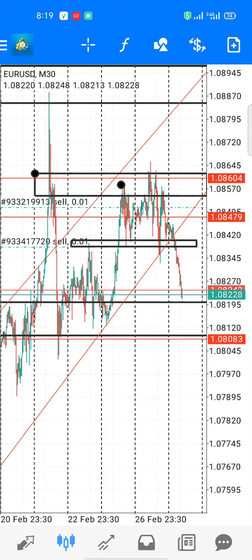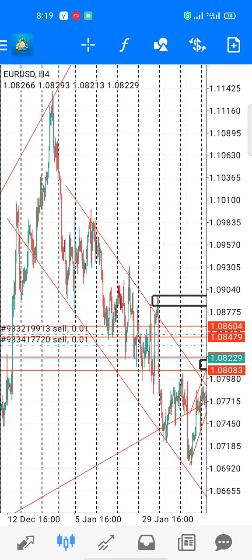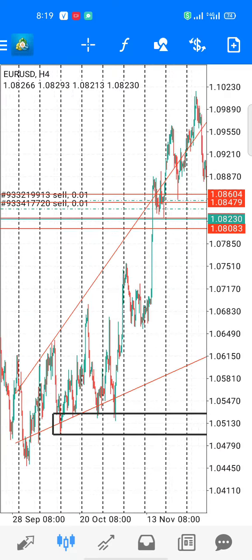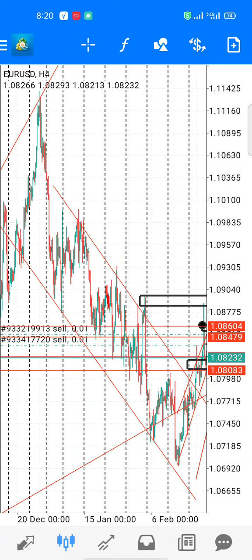So let me go over to my 4 hours time frame. The best time frame to use in analyzing your charts is 4 hours. You analyze the charts and know the trend of the market in 4 hours. Then when you want to take action in 5 minutes or 15 minutes, that's when you execute your trades. So you analyze the market in 4 hours, then you execute in 15 minutes or 5 minutes.